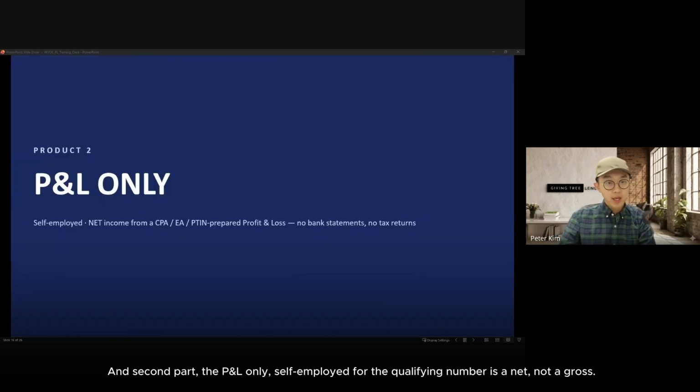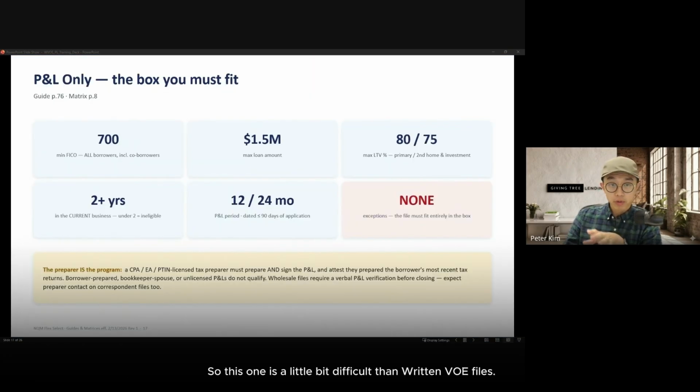Okay. And second part, the P&L only. For self-employed, the qualifying number is a net, not a gross. So this one is a little bit more difficult than written VOE files.